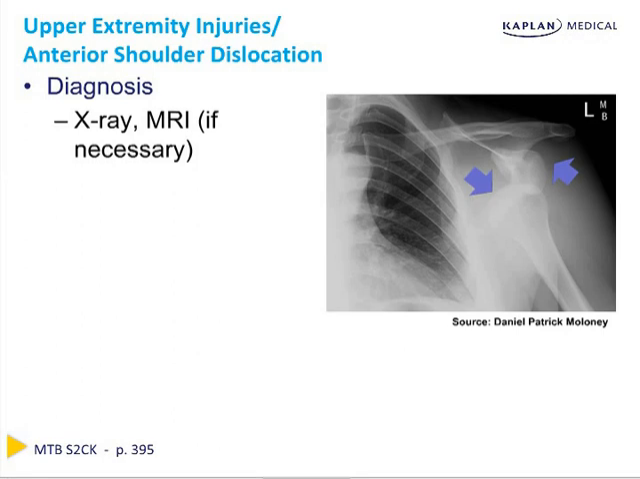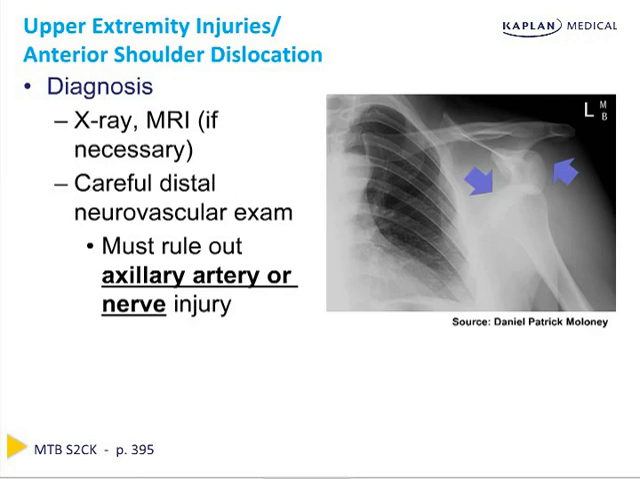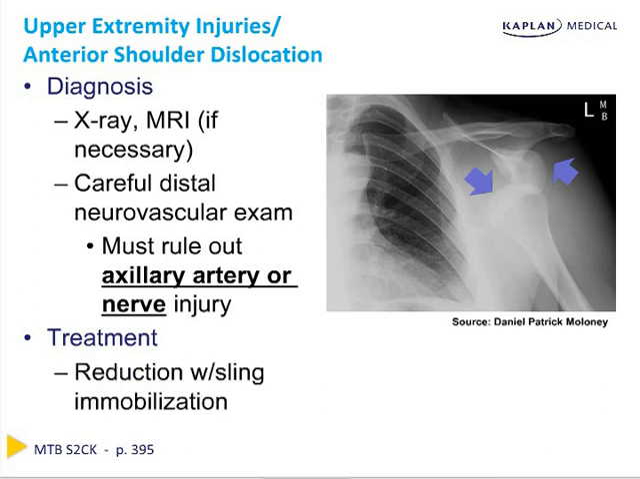Along with confirming the anterior shoulder dislocation, you must also perform a careful neurovascular exam, because the axillary artery and nerve are sometimes involved with these injuries. Therefore, you must check distal pulses to ensure that the vasculature remains intact and test the patient's ability to abduct the affected arm, which requires a functional deltoid muscle that is innervated by the axillary nerve. Treatment of shoulder dislocations, both anterior and posterior, is the same and involves reduction of the dislocation followed by immobilization with a sling.